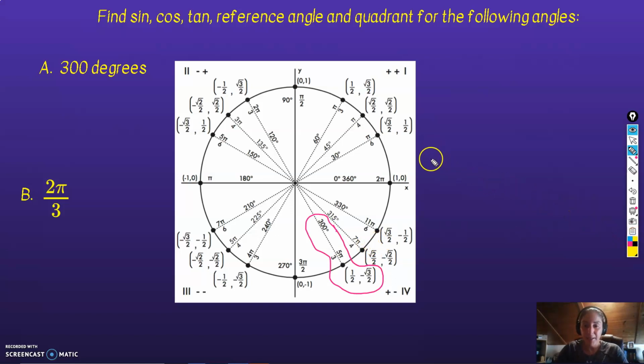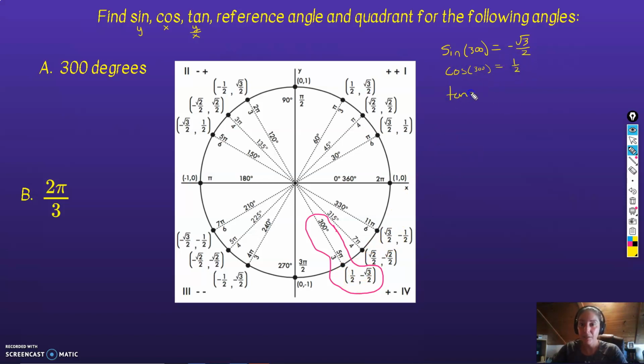So what is the sine of 300? Remember, sine is the y value. Cosine is the x value. Tangent is the slope, which is y over x. So we're going to use all this to solve the sine, cosine, and tangent. Sine of 300 equals the y value of this coordinate, so negative root 3 over 2. Cosine 300 equals the x coordinate of this value, so that's 1/2.